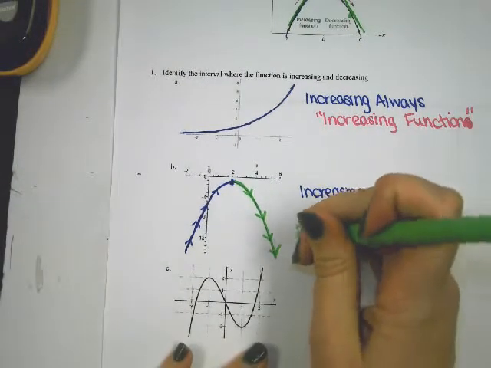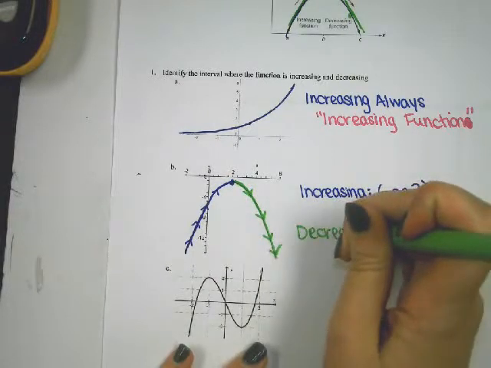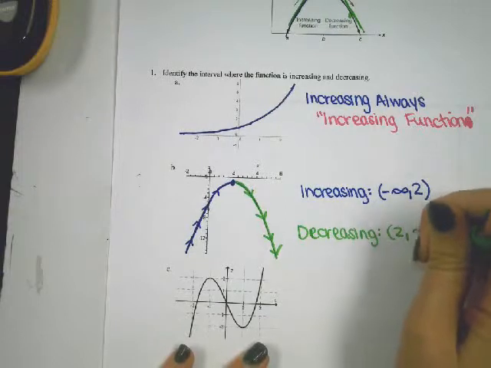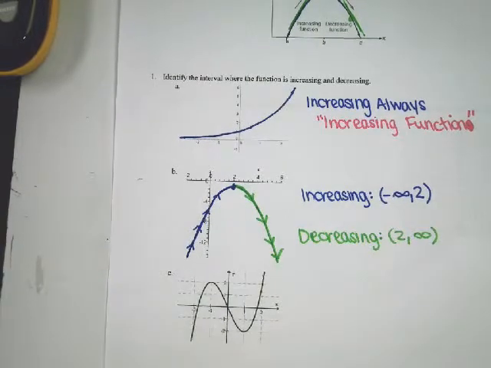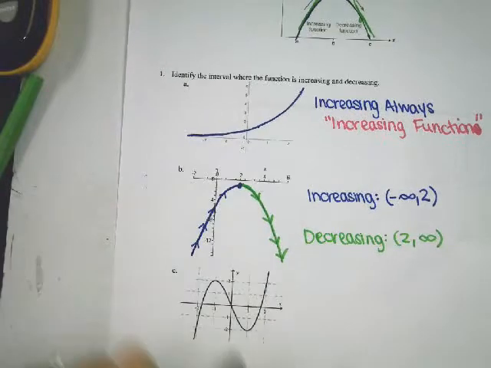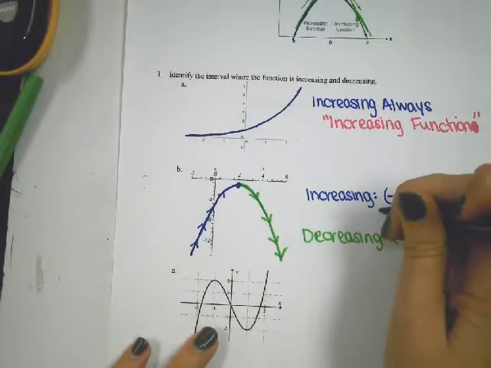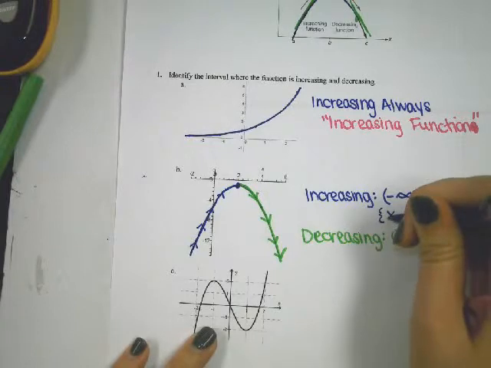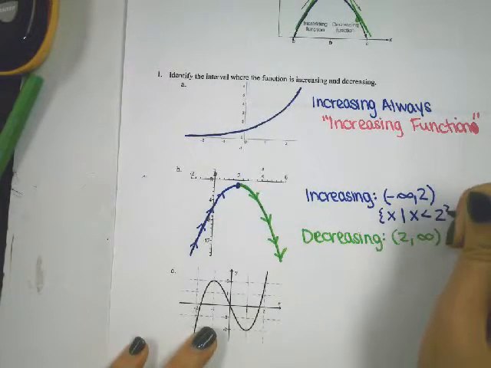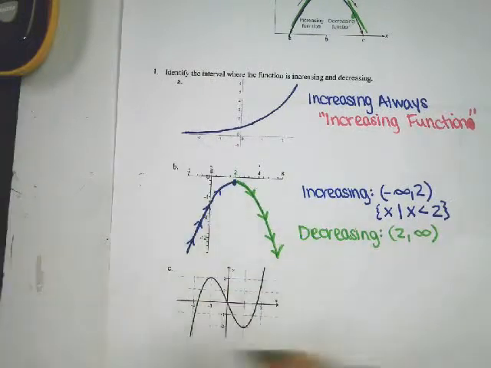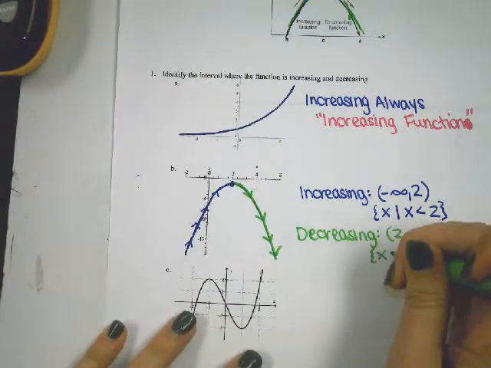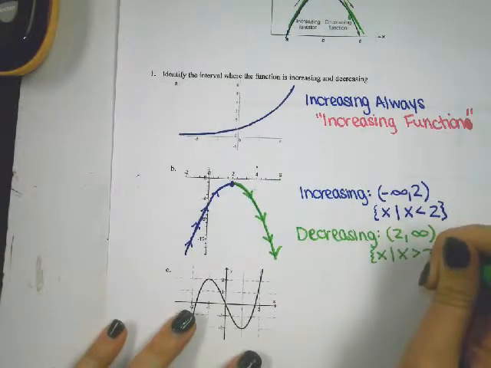And decreasing starts at the 2 and goes to infinity. So from here on, it's decreasing. Increasing we can also write in set notation. So it's all x such that x is less than 2. And for our set notation for decreasing, it'll be all x such that x is greater than 2.